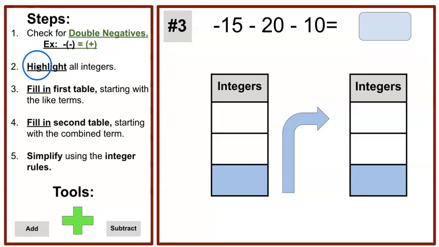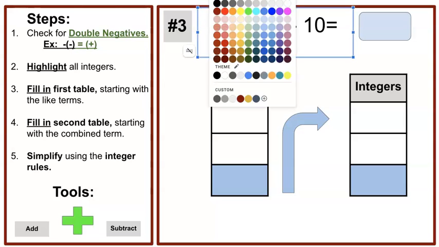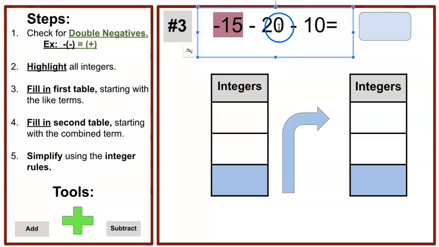Step 2, highlight all integers. So we're going to highlight and always grab the sign left to the number. That's negative 15. That's going to be in red. Negative 20. That's also in red. And this is negative 10. And that's also in red.